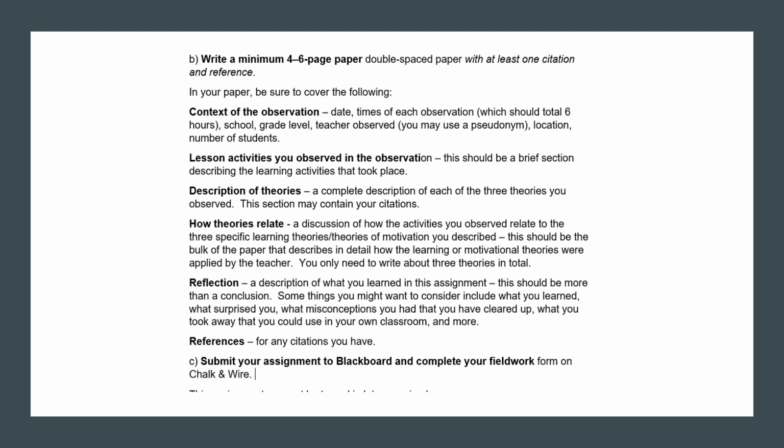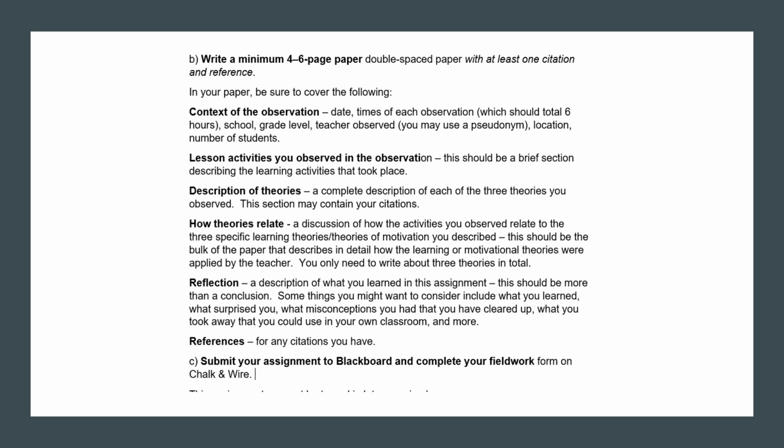When you write your paper, be sure to cover the following: the context of the observation. Remember to include the date, the time of each observation, which should total 6 hours, the school you observed, the grade level, the teacher or teachers you observed, the location, and the number of students. Then you're going to write a short amount about the lessons or activities you observed. This should be a few paragraphs long. It should give the reader a complete sense of what you observed, but it should not be the bulk of the paper.